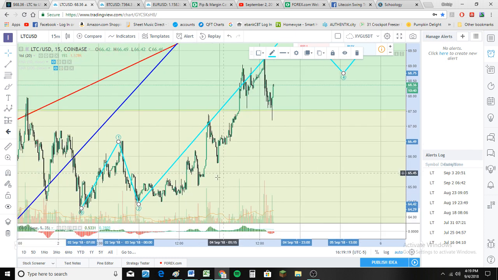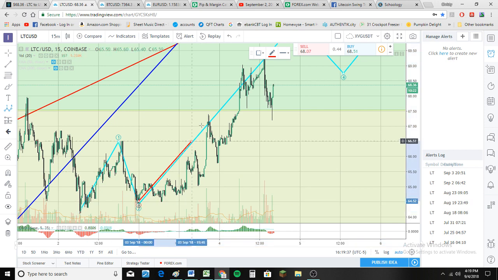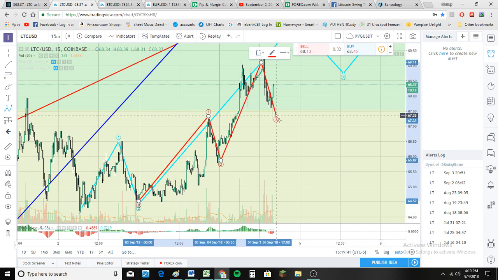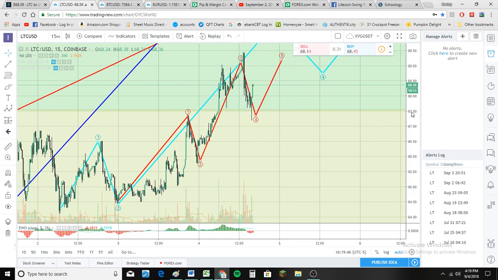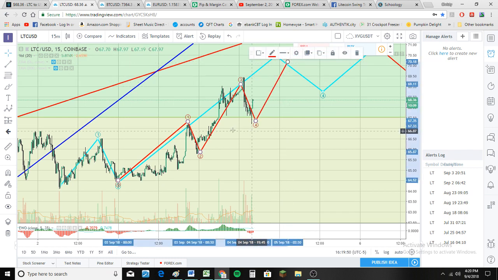So either we got 1, 2, 3, 4, 5. That's 3, 4, 5. This might be a 1 right here, guys. This is where it gets super difficult. So this might be a 1, 2 right there, and then we're going up 3 and then 4, and we're gonna put our 5 in there, and that's just putting in the 5 waves of the 3rd, and that would make a lot of sense.